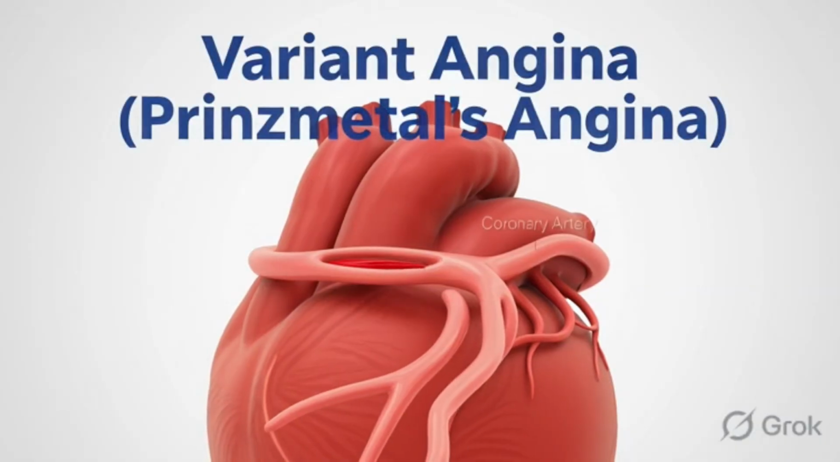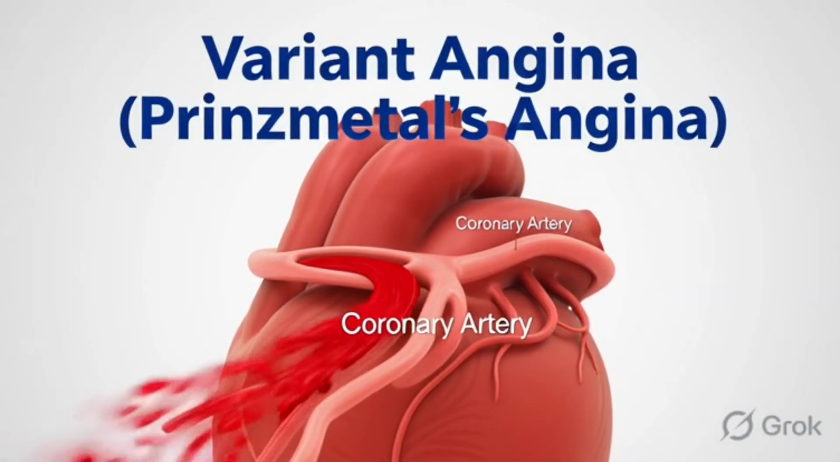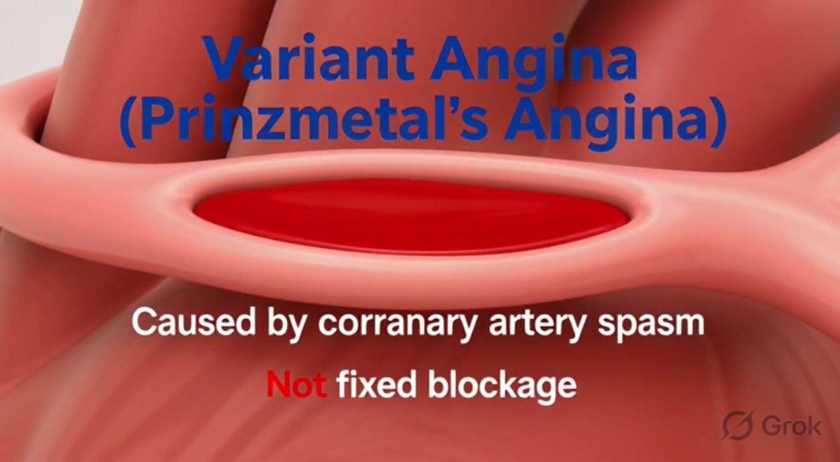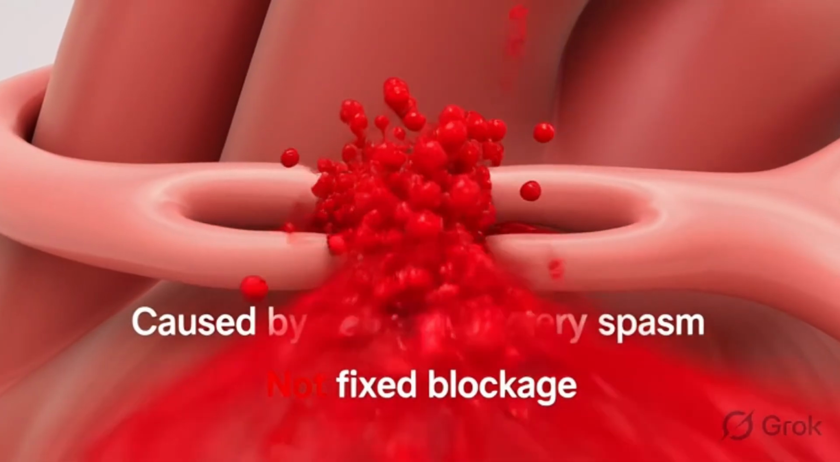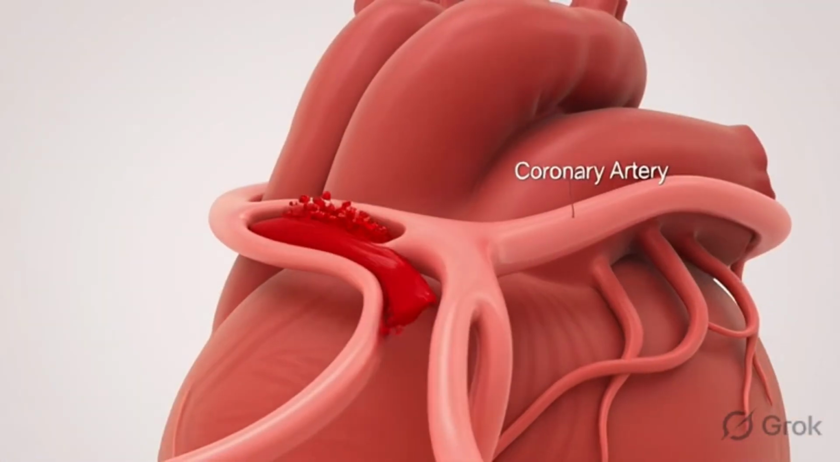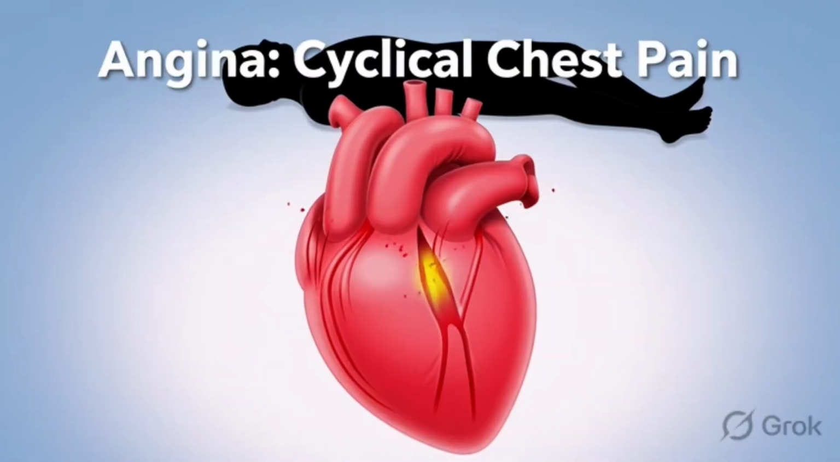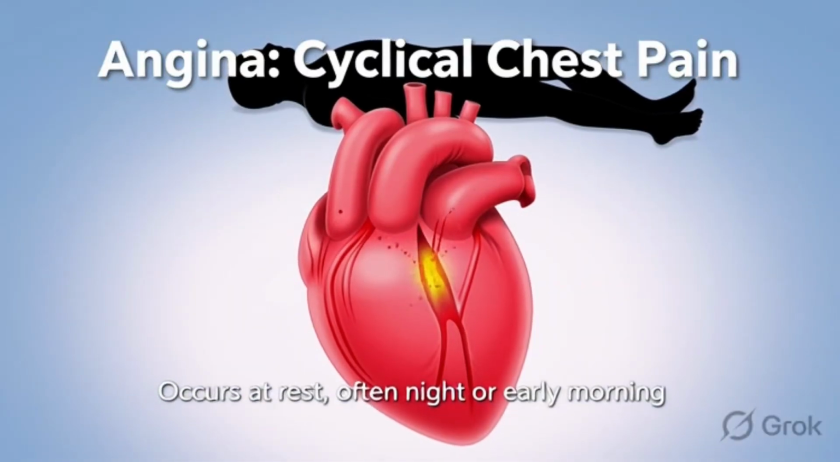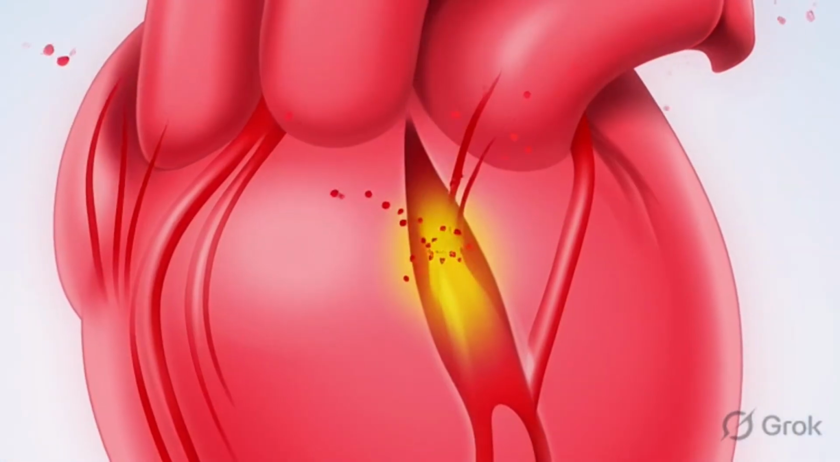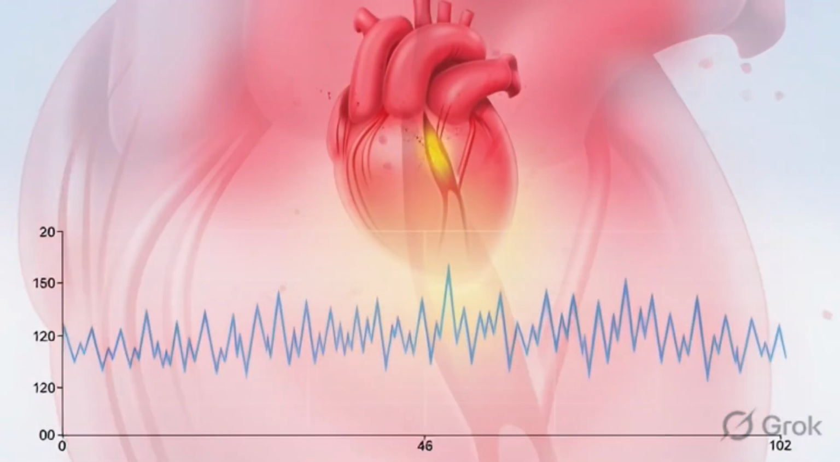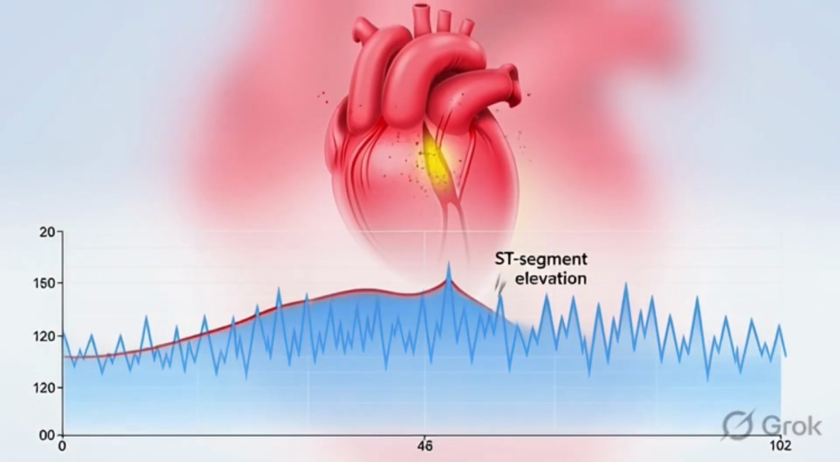Number 3, variant angina, also known as Prinzmetal's angina or vasospastic angina. This is caused by coronary artery spasm rather than fixed blockage. It typically occurs at rest, often at night or early morning, in a cyclical pattern and shows ST segment elevation on ECG during the attack.